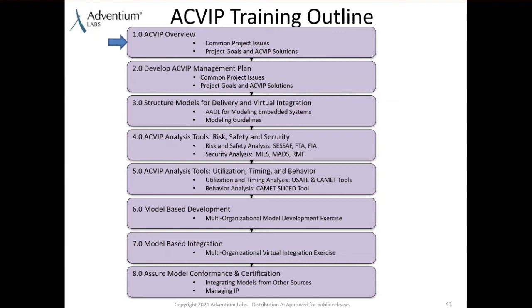Okay. And actually, this is the last slide. I just wanted to tell people that this is kind of an outline of the training class. ACVIP overview, you saw a lot of that today. The second class, we'll talk about developing the ACVIP management plan, taking some of these reviews, putting them on a timeline, and then we'll look at structuring the models for delivery. We'll look at analysis tools in a couple of modules. We'll do some development of models in a multi-organizational or distributed kind of environment. We'll integrate those models back together. And finally, we'll talk about certification and some of these other tools.